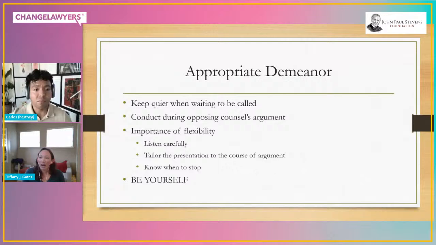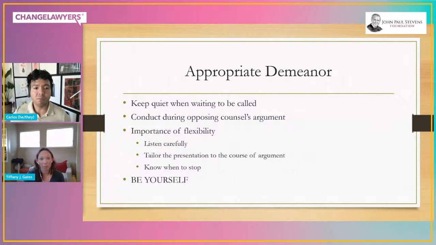And then lastly, when your opponent is talking, or when it's not your turn to talk at all, always try to keep quiet. You don't want to be a distraction in the courtroom generally. When your opponent is speaking, you don't want to have strong facial reactions to anything they say. Just try to keep that neutral, poker-like face. You definitely might want to take a few notes on things that they're saying in case you want to raise some points on rebuttal.